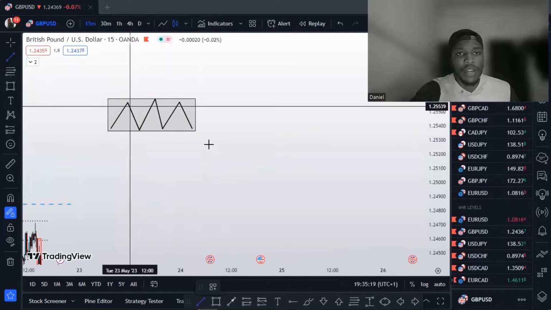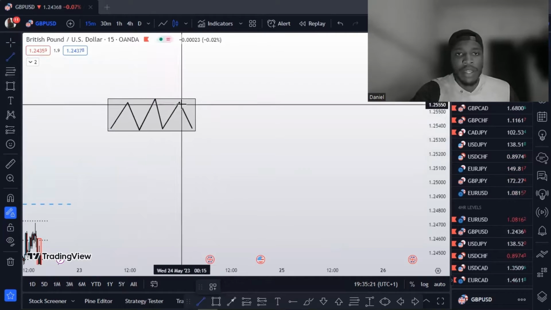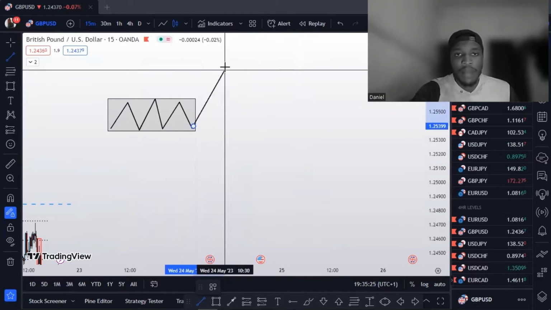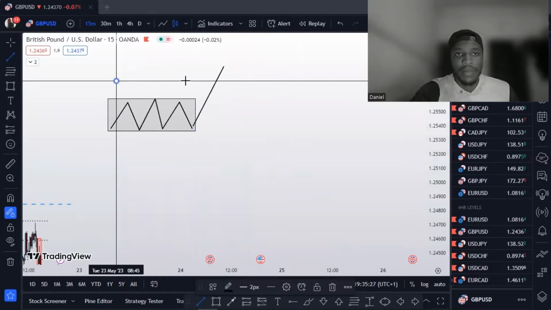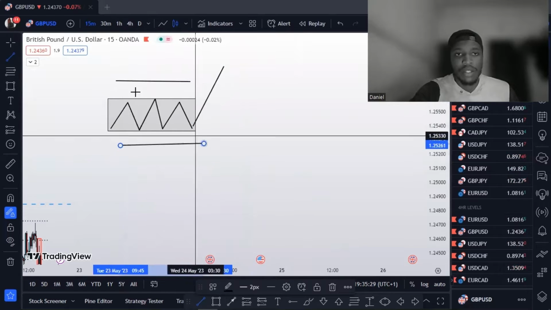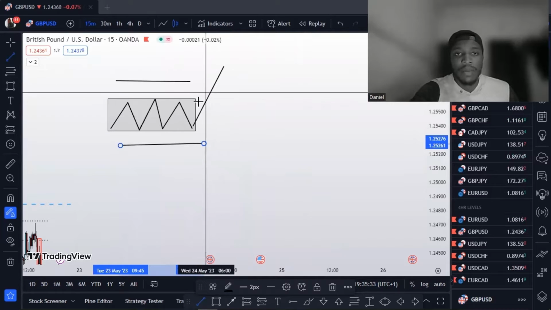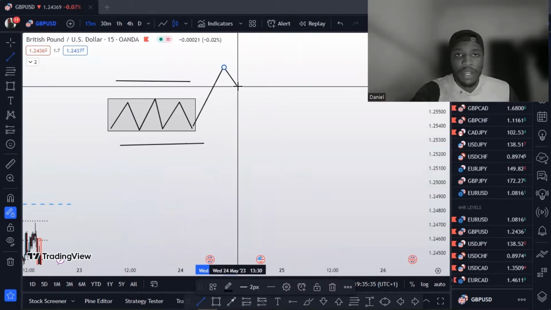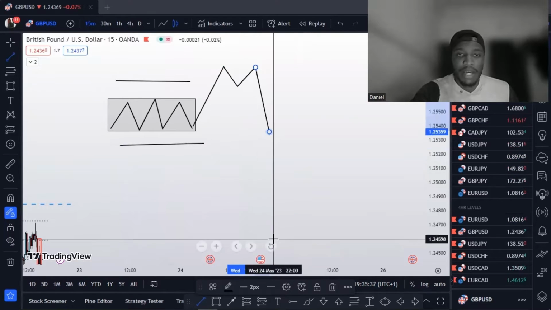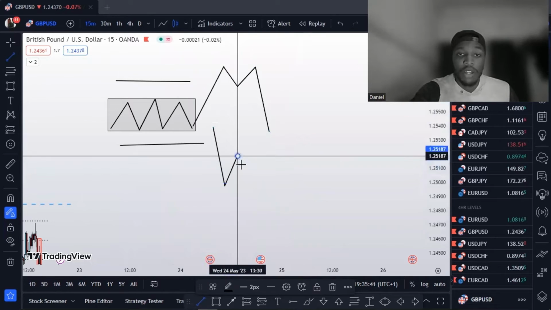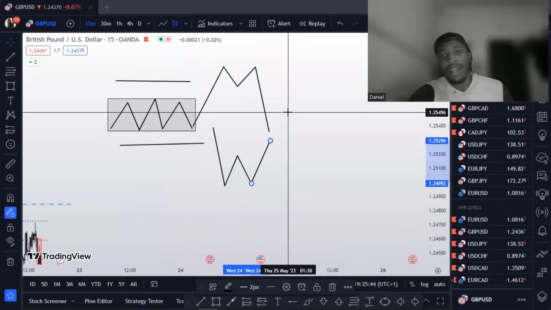Now, what you're going to be looking for is either buys or sells. If the market breaks to the upside, there's going to be liquidity here and liquidity here, so this is the top and the bottom of the Asian range. If the market breaks to the upside, you're going to be looking for an M formation to take this back down. And if the market breaks to the downside first, you're going to be looking for a W formation to take this back up. Now, why does this work?